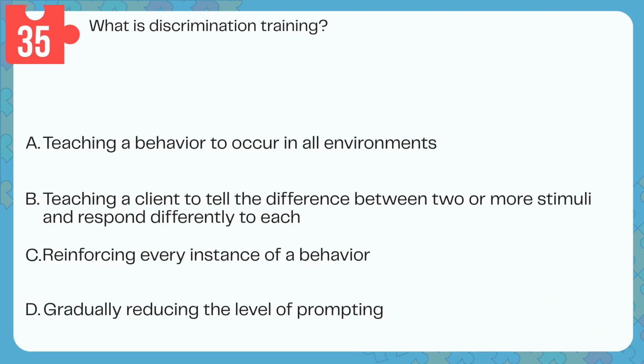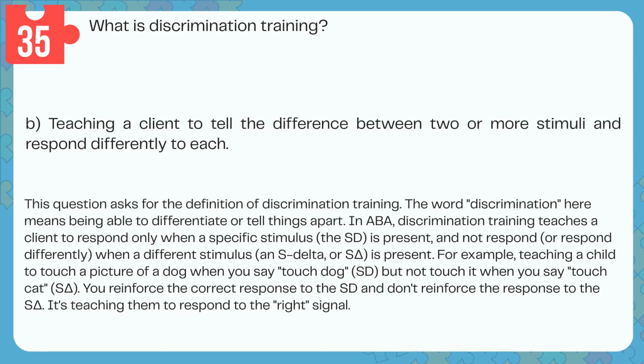Question 35. What is discrimination training? A. Teaching a behavior to occur in all environments. B. Teaching a client to tell the difference between 2 or more stimuli and respond differently to each. C. Reinforcing every instance of a behavior. D. Gradually reducing the level of prompting. Answer: B. Teaching a client to tell the difference between 2 or more stimuli and respond differently to each.